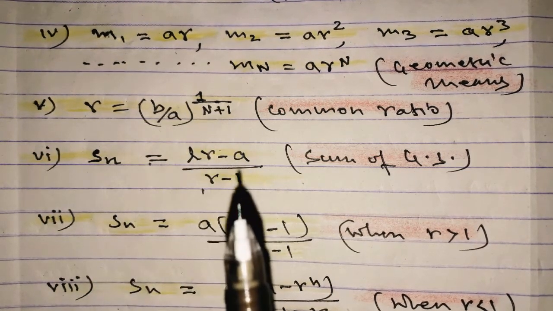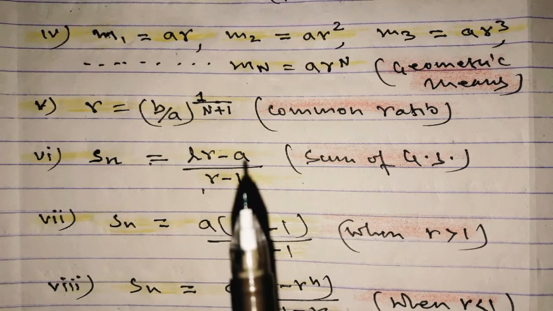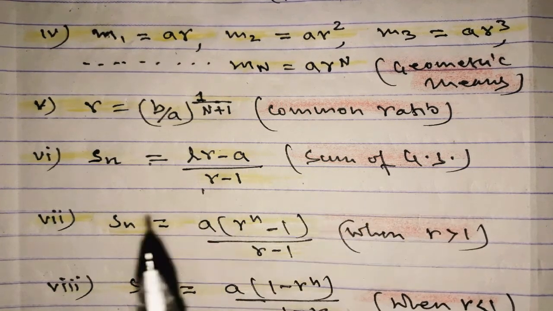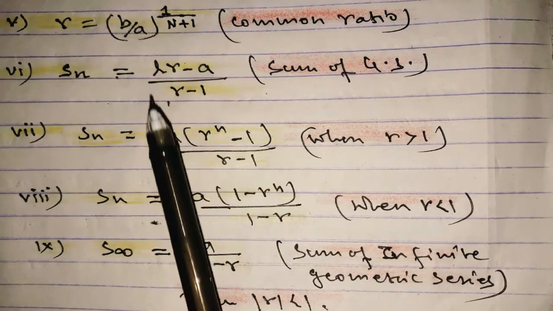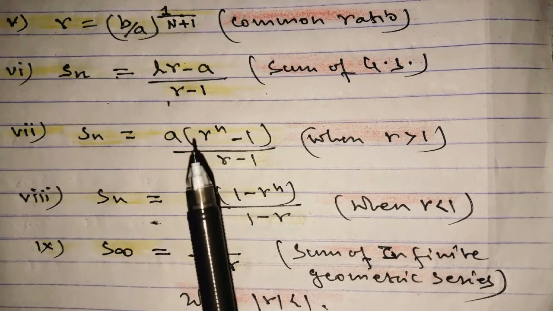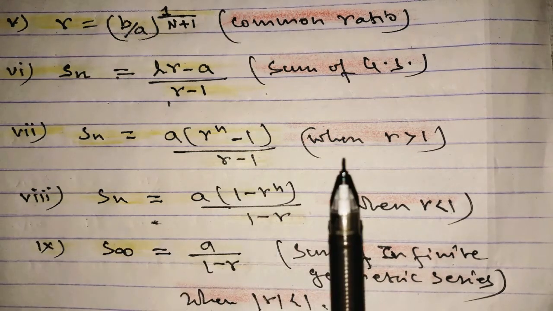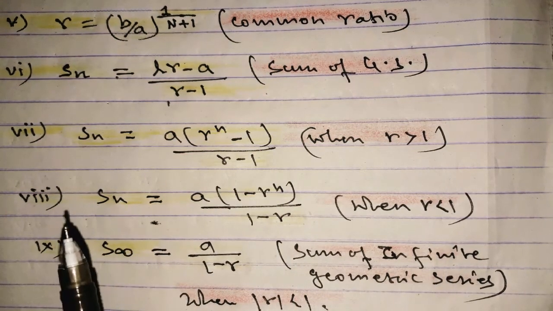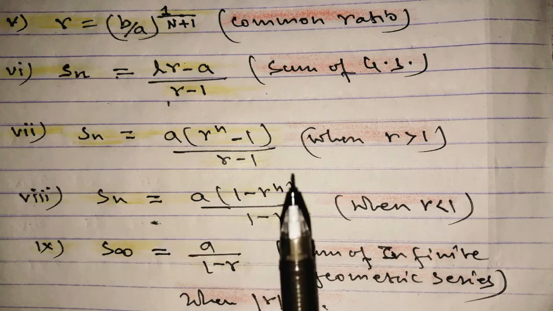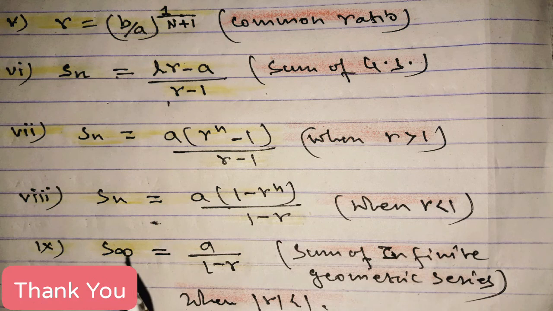Sn is equal to (Lr minus A) by (r minus 1). This is the formula to find the sum of a geometric sequence when the last term, common ratio, and first term are given. Formula number 7, Sn is equal to A bracket r to the power n minus 1 by r minus 1, when the common ratio is greater than 1. Number 8, Sn is equal to A bracket 1 minus r to the power n by 1 minus r, when r is less than 1. And S infinity, the sum of an infinite geometric series, is A by 1 minus r.